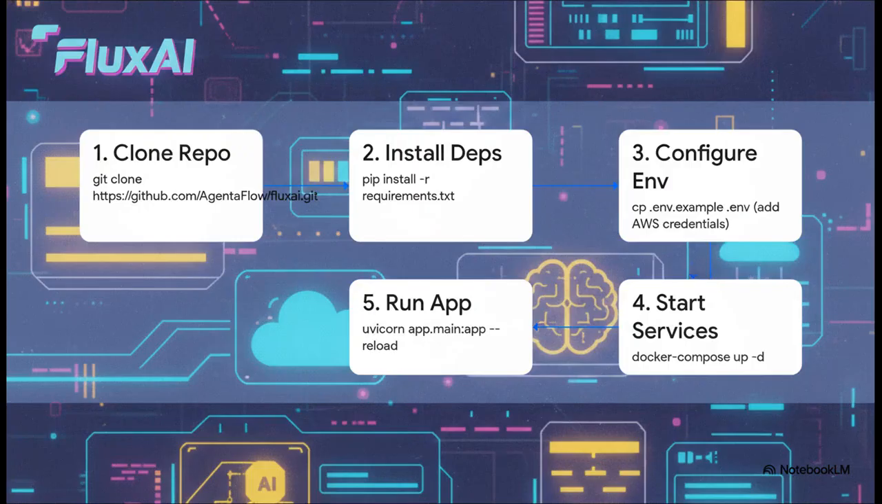Seriously. The whole installation is literally just 5 simple commands you run in your terminal. You just clone the GitHub repo, pip install the requirements, copy the example environment file, and pop in your AWS keys, start the services with Docker, and then run the app. That's it. It is that easy. No complicated setup, no long integration process.